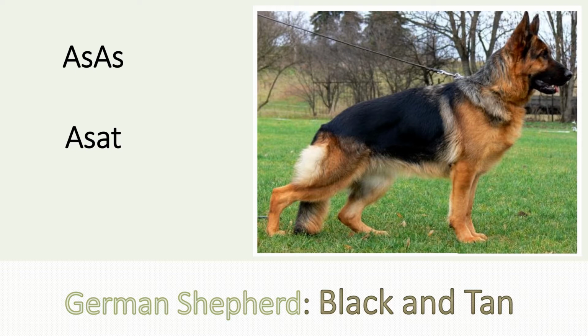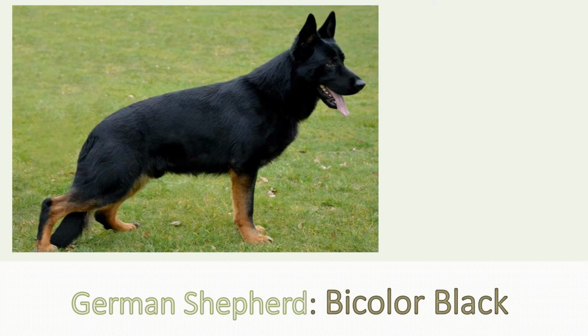Now, what similarities do we notice in our black and tan German Shepherd genotypes? That's going to be our AS. So we have AS and our ASAT, both of which have the AS, so we know that our black and tan is going to be coded for by our AS allele. And last, we have our bicolor black German Shepherd. Our bicolor black German Shepherd is only going to have the potential genotype of lowercase at. Okay?